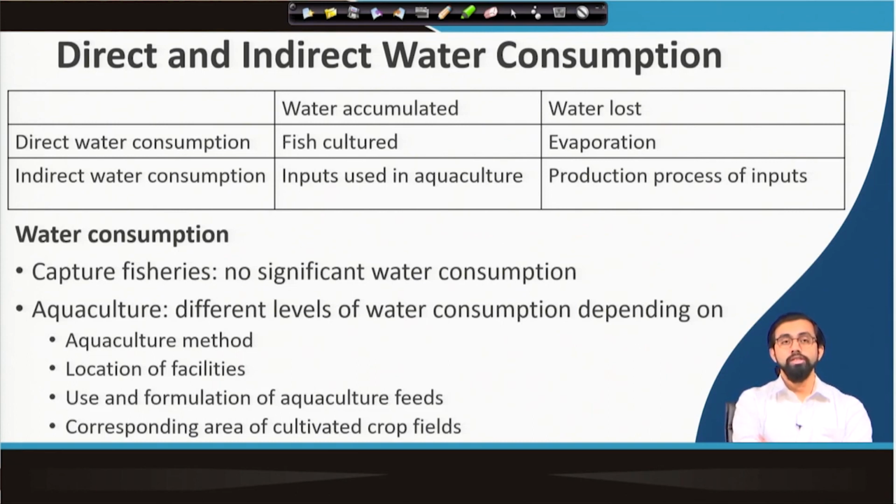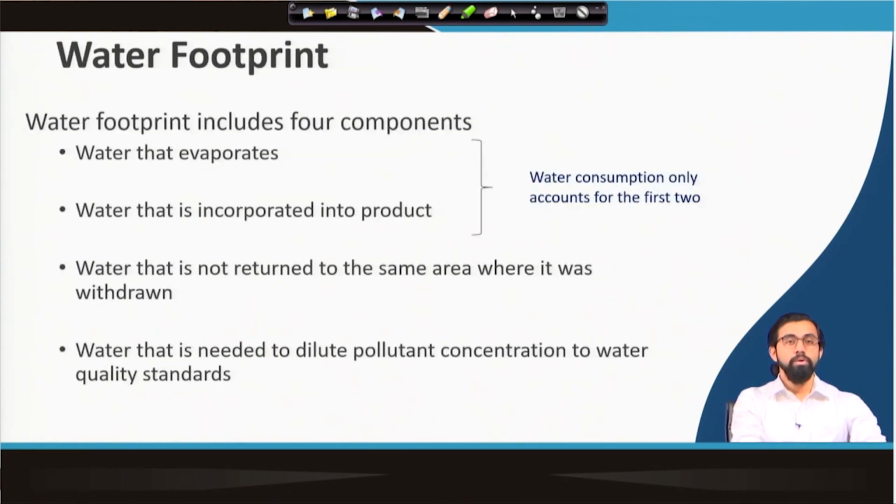But in case of aquaculture, it depends upon the aquaculture methods, the location of the facilities or the farms that you have, and the use and formulation of the aquaculture feeds, as I already mentioned. This is also very important, and so is the corresponding area of cultivated crop field. All these things are very important when we calculate the consumption of water in your systems. So these are the values that we need to remember.